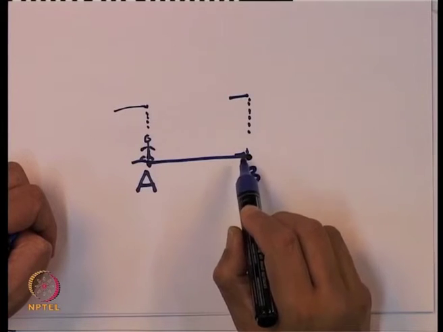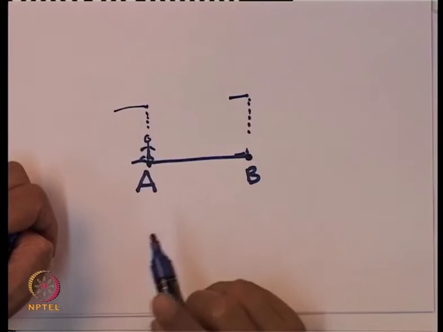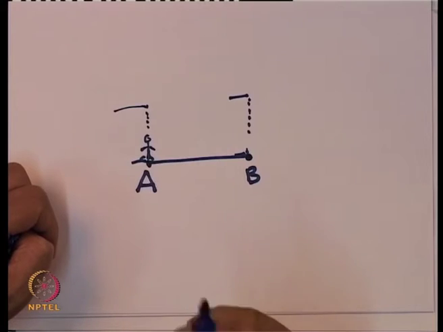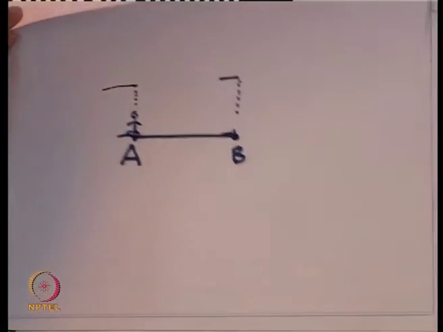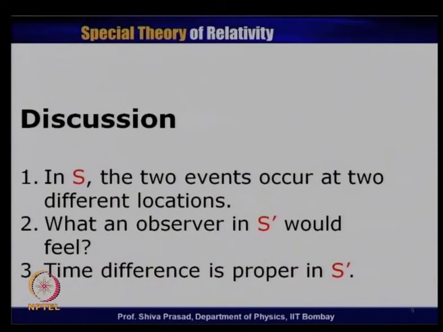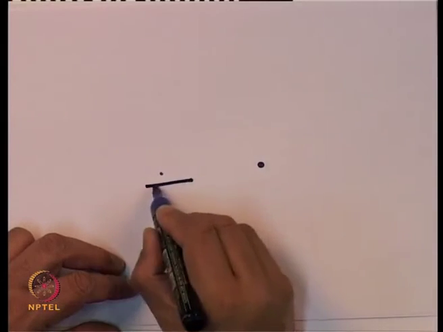It means that the time difference between them is not proper, because for the time difference to be proper, these two events must occur at the same position. But what would an observer S prime be feeling? If you look from the point of view of an observer S prime, he would see a completely different situation. He would feel, because he does not see his own motion.